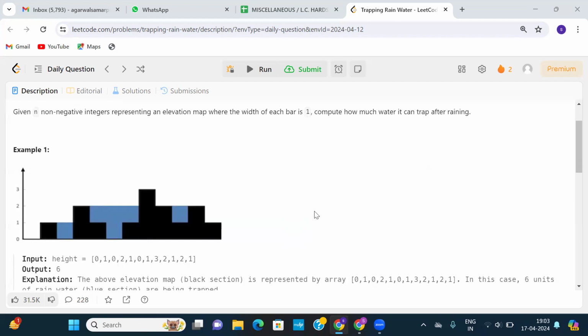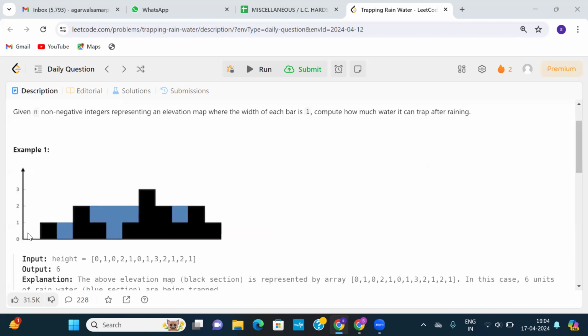For water to get trapped, there must be two bars, yes or no? One present at the left side, one present at the right side. And if there is any vacant space in between these two bars, then only water can be collected. I repeat, for water to get collected, there should be at least 2 bars, and if there is a vacant space between both of these bars, then water will be collected in that particular pit.